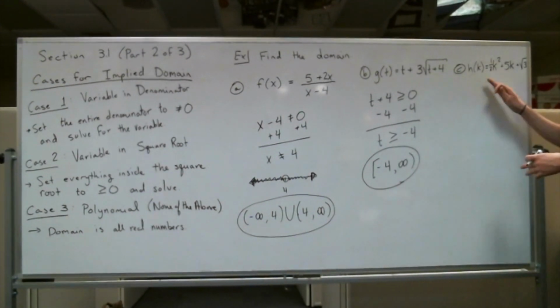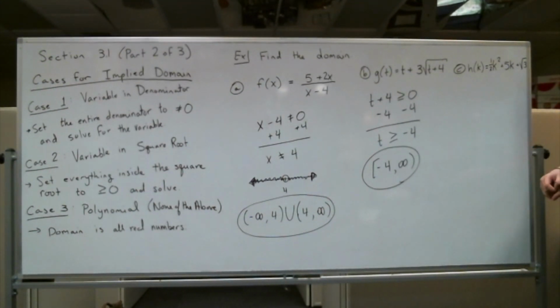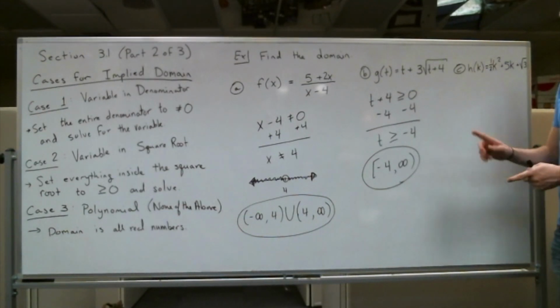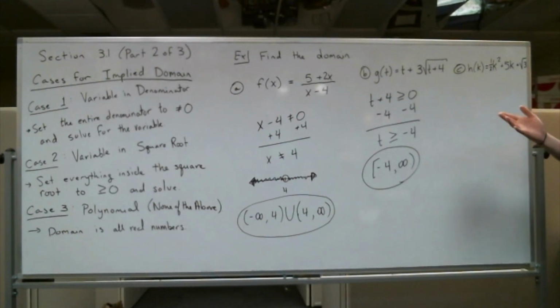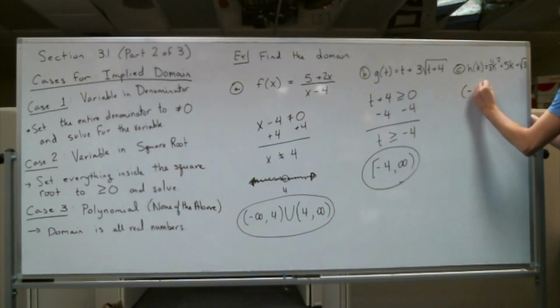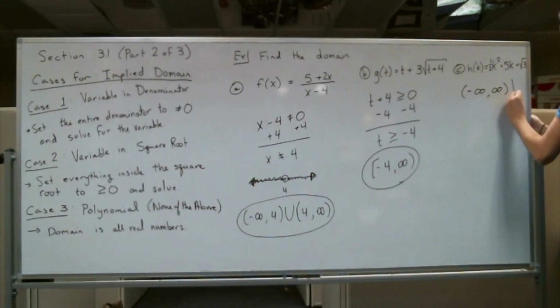Our final problem is h of k is equal to 1/2 k squared plus 5k plus the square root of 3. Now this has a whole lot of information in this problem, so we need to look through and make sure we check our cases. Is there a variable in the denominator? We do have a denominator, we have 2, but there's not a variable there. Is there a variable in the square root? We have the square root of 3, but there's not a variable in there. So since it's none of the above, we're going to use case 3, which is a polynomial. And that means that your domain is all real numbers. So that's going to be negative infinity to positive infinity.